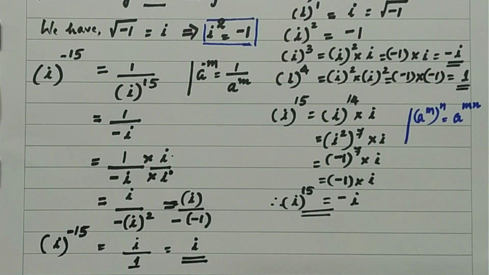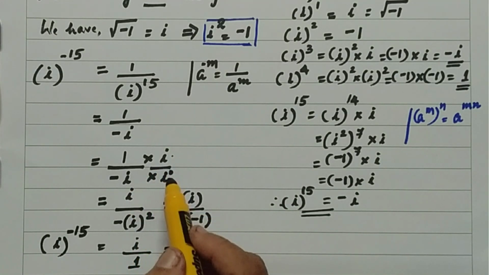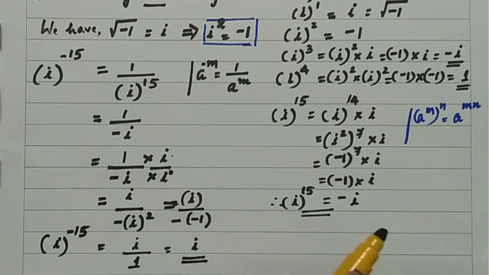I hope you understand how to do that. When it comes with an i in the denominator, multiply the numerator and denominator with the same i.